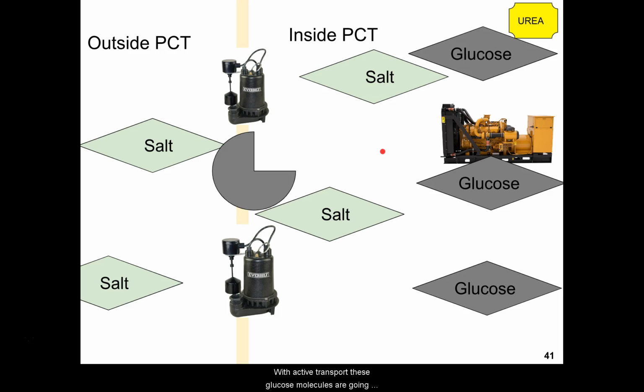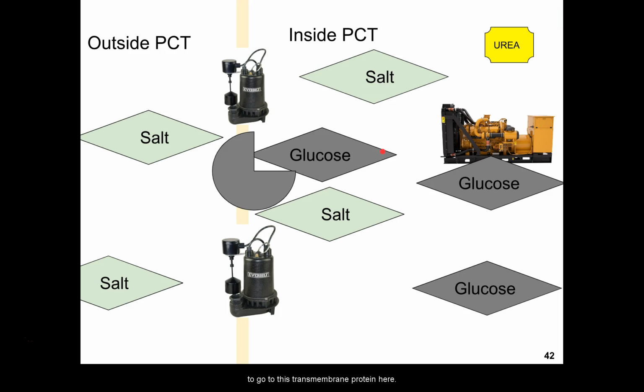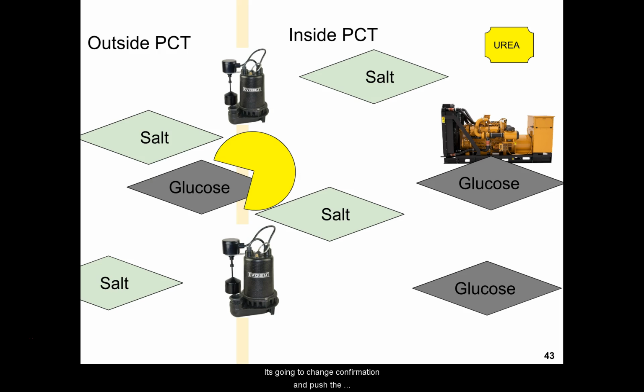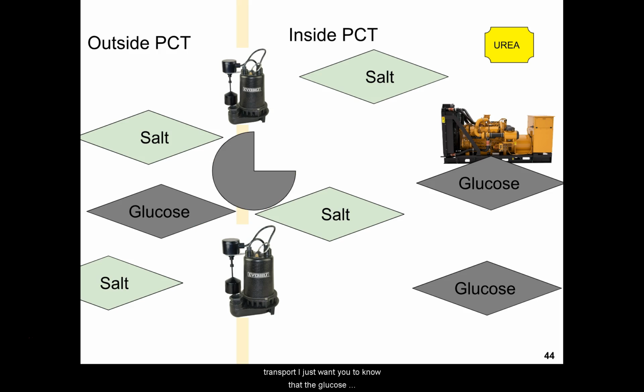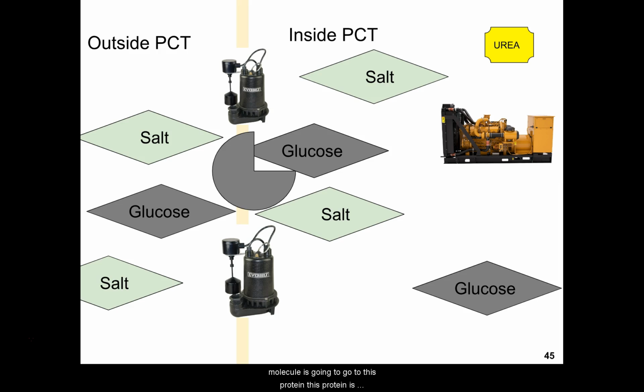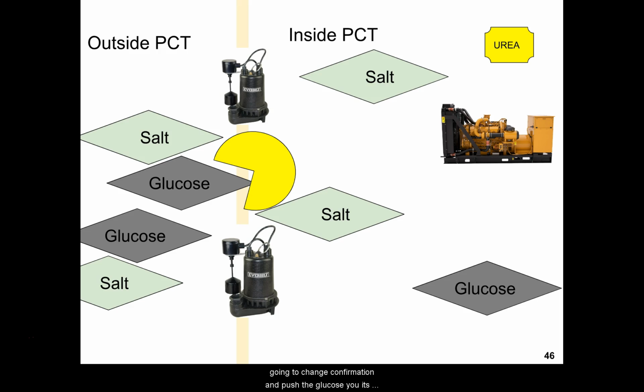But with active transport, these glucose molecules are going to go to this transmembrane protein here. It's going to change conformation and push the glucose molecule out. All right, I don't necessarily need you to know the details of active transport. I just want you to know that the glucose molecule is going to go to this protein. This protein is going to change conformation and push the glucose out. It's going to use some energy to do this, which again, is why we have our ATP.